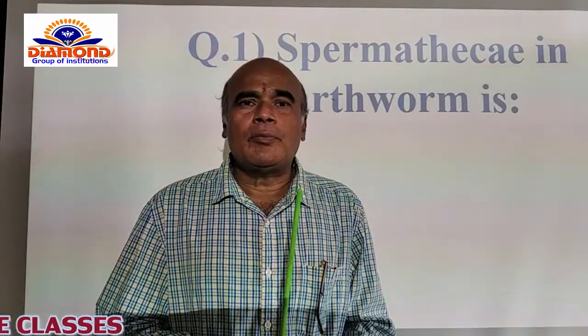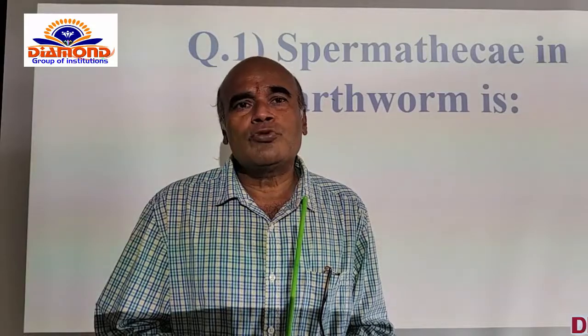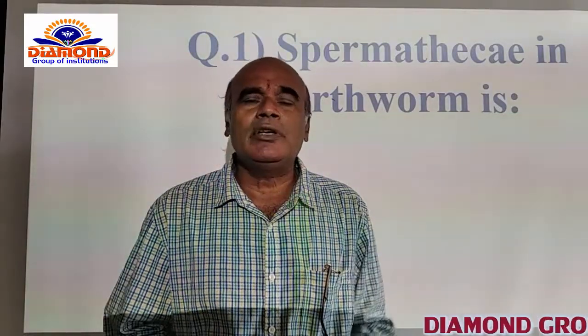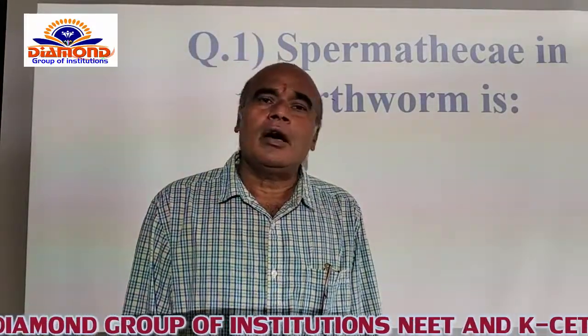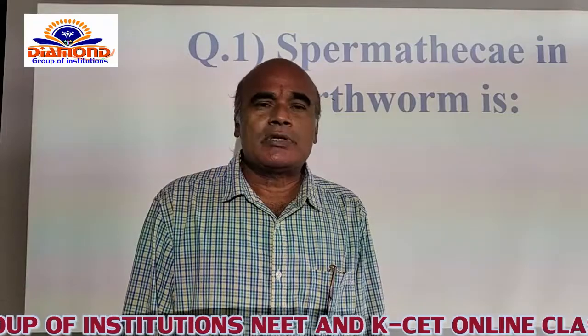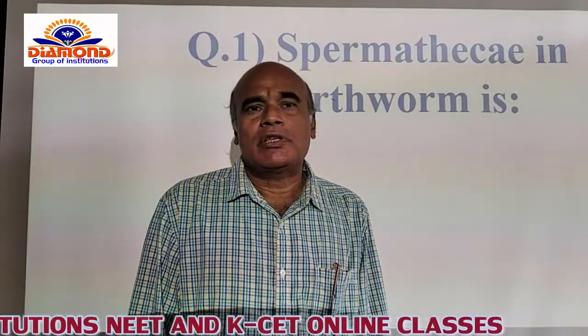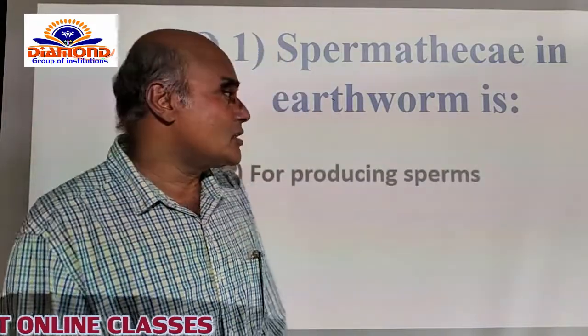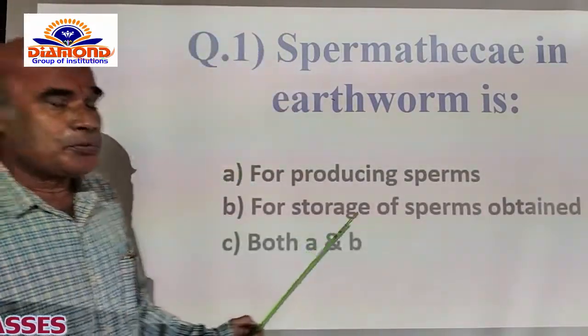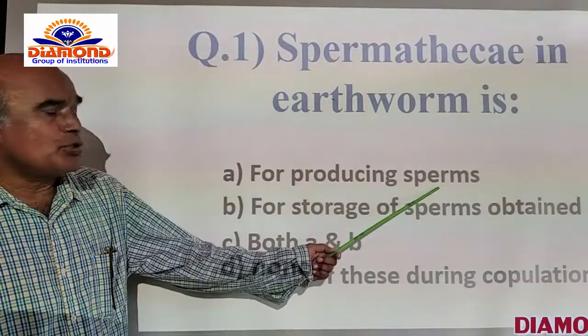During copulation, the proper exchange of sperms between the two attached earthworms takes place. So the spermatheca is helpful to receive the sperms during copulation itself. That is the function of the spermatheca. Now the options are given like this. Option A is for producing sperms.